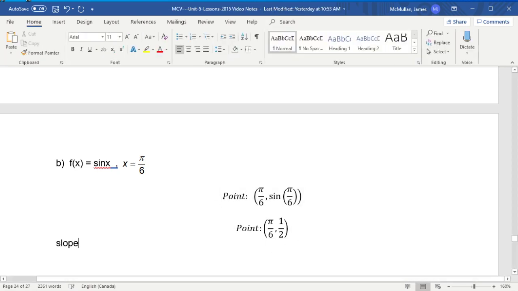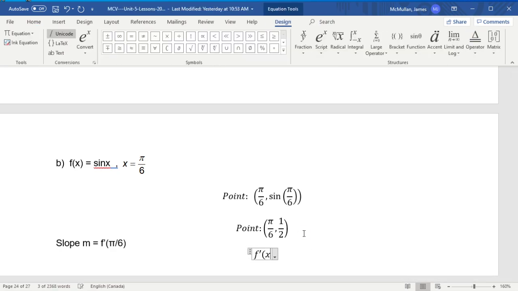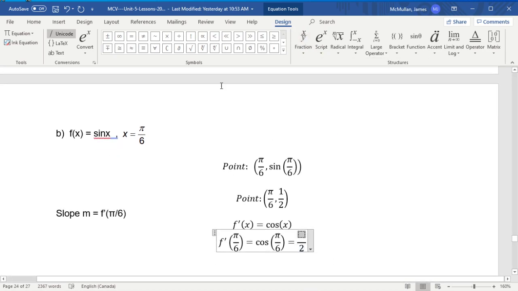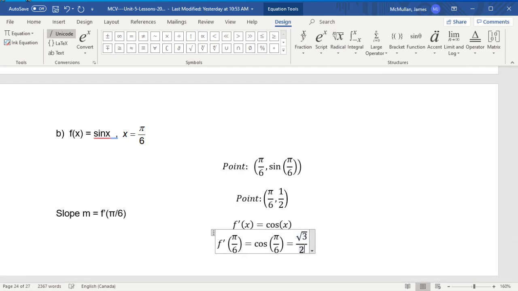And then we need the slope. m equals f prime of pi over 6. So f prime here is going to be negative cos x. Sorry, excuse me, not negative cos, just regular cos for sine. So f prime of x is cos x, and f prime of pi over 6 is equal to cos of pi over 6, which is equal to the square root of 3 over 2. So that's the slope.